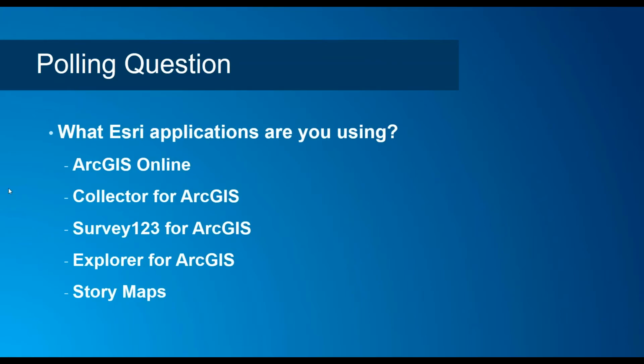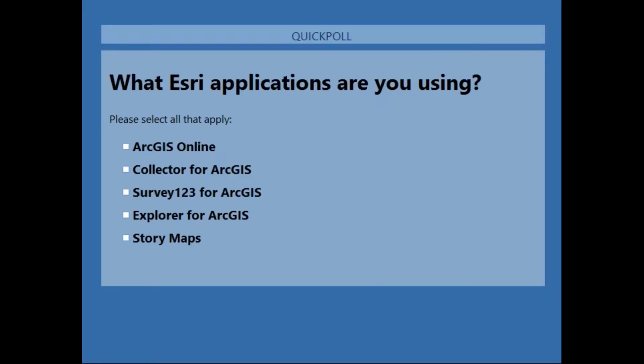So I'm going to just take a minute to have you answer a polling question. What Esri applications are you using? ArcGIS Online, Collector for ArcGIS, Survey123 for ArcGIS, Explorer for ArcGIS, and the last option is Story Maps. I was curious to see if the rest of you are using these applications and finding them as useful. Okay, most of you are using ArcGIS Online, about 91%. We have more than 60% using Collector for ArcGIS. And then we're in the 30% for Survey123 and Explorer, about 50% for Story Maps.